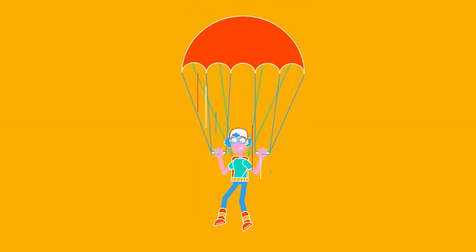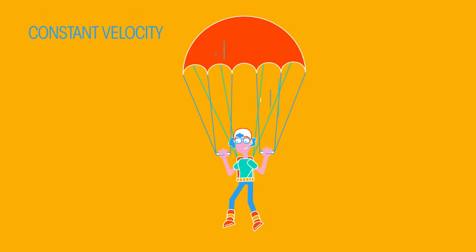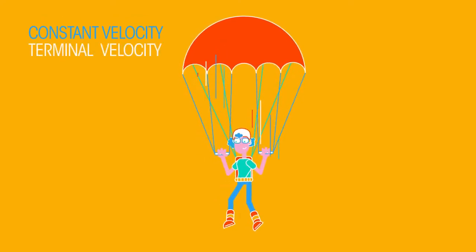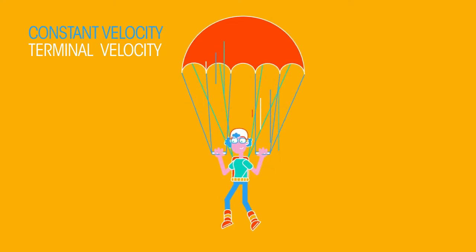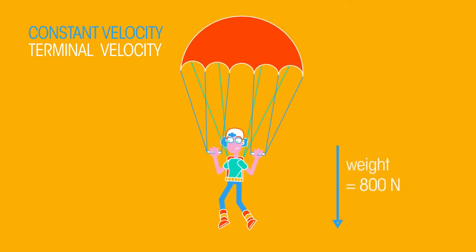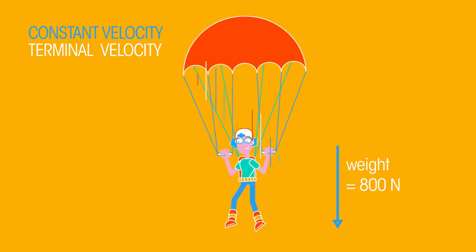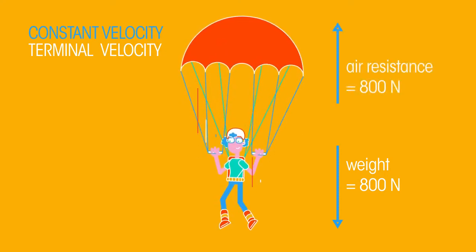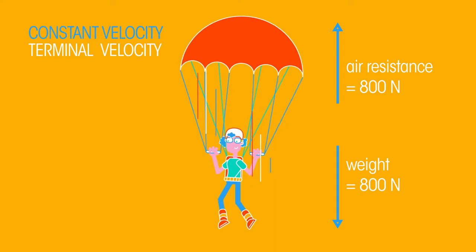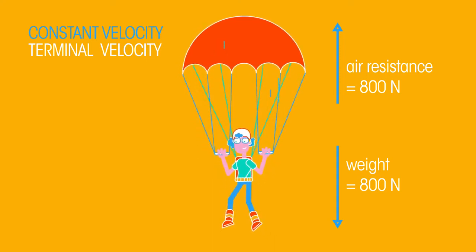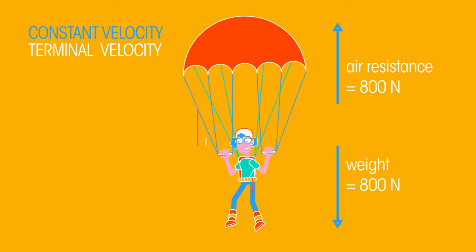This parachutist is falling through the air at a constant velocity, also known as terminal velocity. There is a force of 800 newtons acting downwards on the parachutist. This is the parachutist's weight, or the force due to gravity. At the same time, the parachutist experiences an upward force of 800 newtons due to air resistance. These forces are balanced, so she will be falling at a constant velocity.